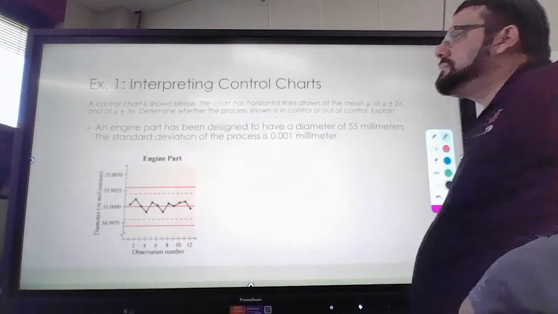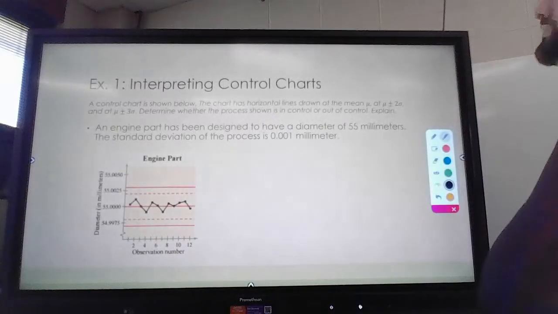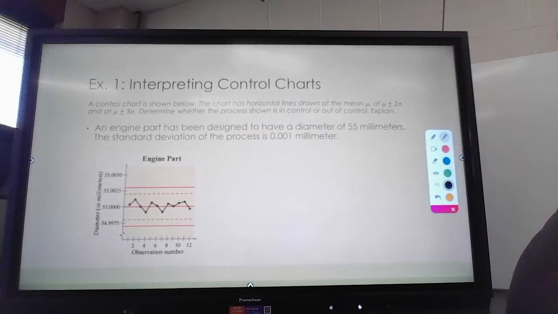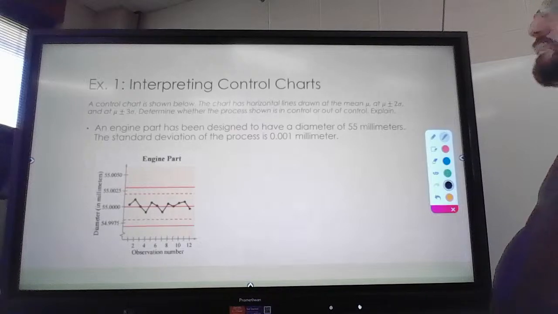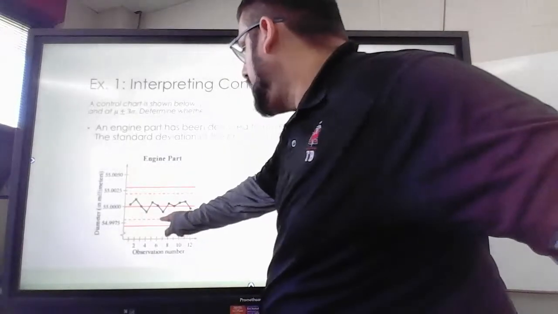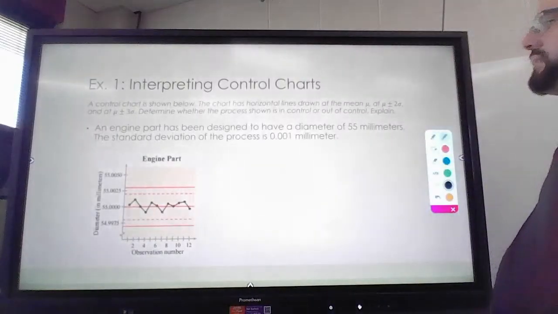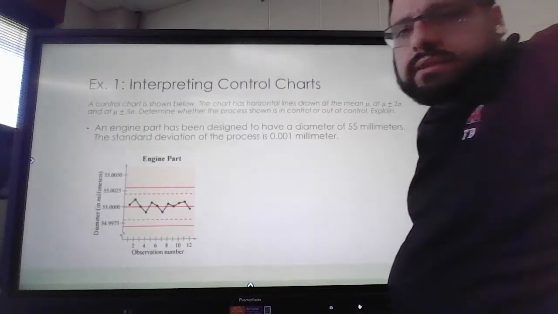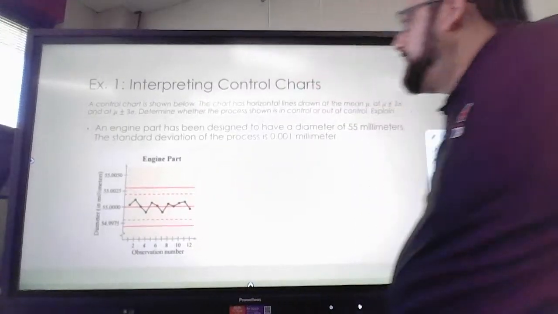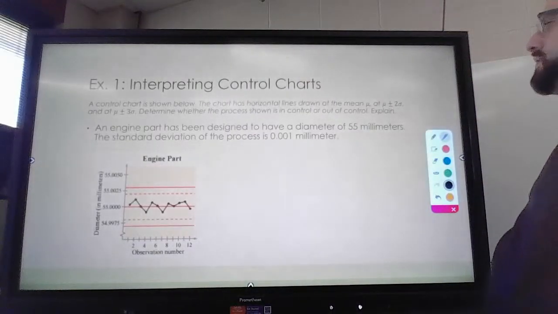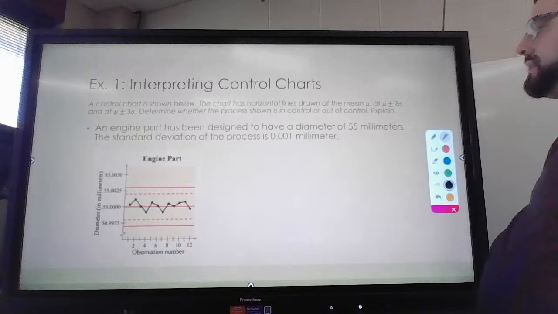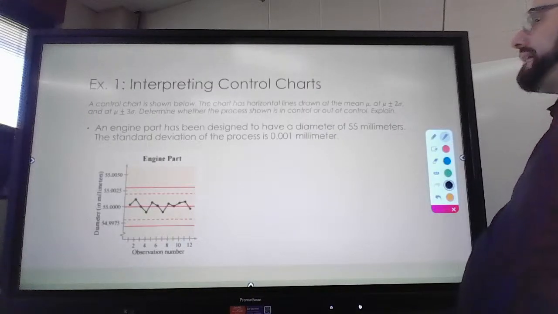So here's an example. A control chart is shown below. The chart has horizontal lines drawn at the mean, at the 2 standard dev mark, and the 3 standard dev mark. So the dotted lines here are the 2 standard dev mark. These lines are the 3 standard dev mark. An engine part has been designed to have a diameter of 55 millimeters. Standard deviation of the process is 0.001 millimeter. So let's look for the out of control signals.